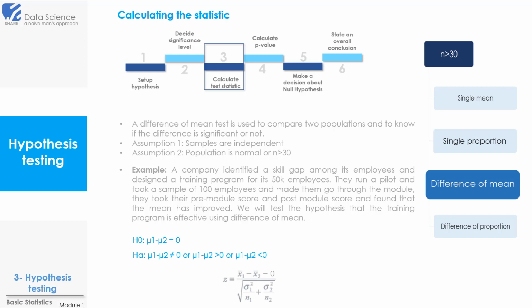First we will formulate our null and alternate hypotheses using a difference of mean as shown here. The null hypothesis is mu1 minus mu2 is equal to 0, and mu1 minus mu2 not equal to 0, or greater than or less than 0, is our alternate hypothesis. Then the formula to calculate the Z statistic is given here. So we can calculate the Z statistic and then we can proceed as per the steps given at the top. So that is how we test for the difference of mean.